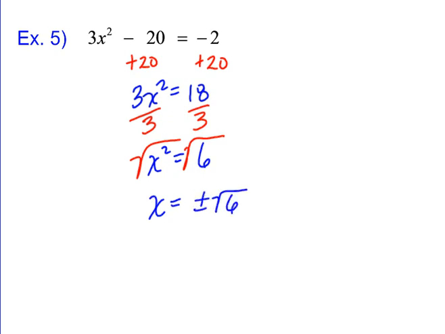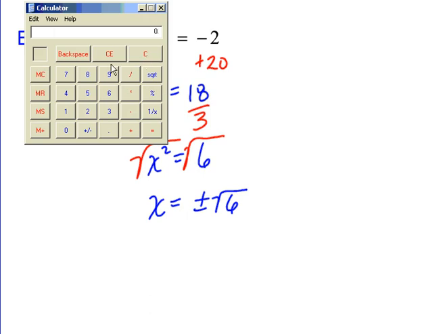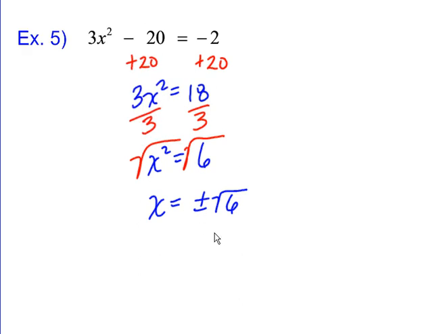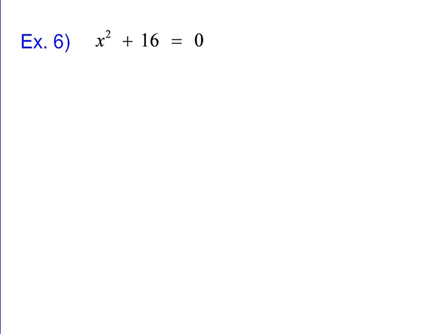Once again, if we were to look at a calculator and take the square root of 6, we'll get that crazy long number, and we really don't want that. So we're just going to leave it alone at this rate and not round to the nearest hundredth. Your textbook may ask you to do that, but for my class, we're just going to leave it this way. Let's look at one more problem.